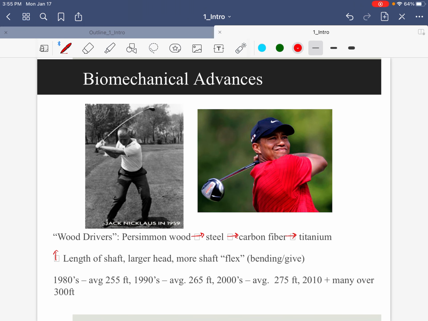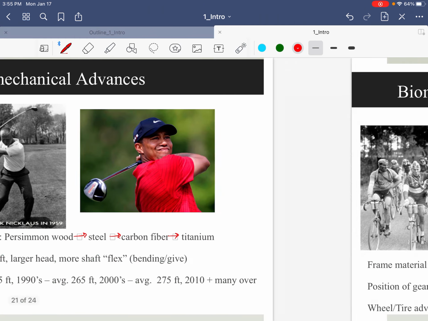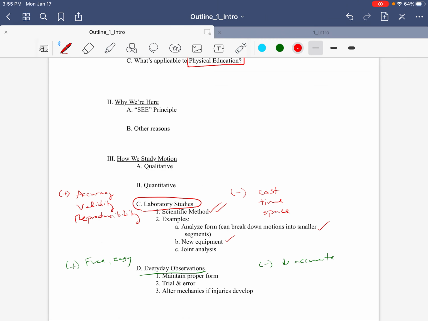Oh dear. So you can see on your notes here, analyze form, or you utilize new equipment. Right? We can also do a joint analysis. Other biomechanical advances. Oh, I'm ahead of myself here. That was at the very end. Okay. We could do a joint analysis. All right. Just be able to give some examples.